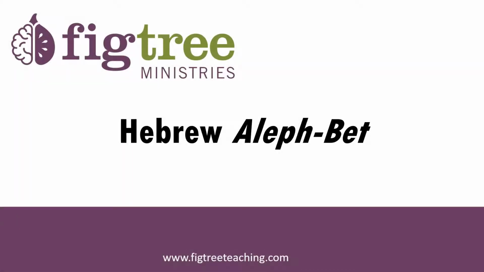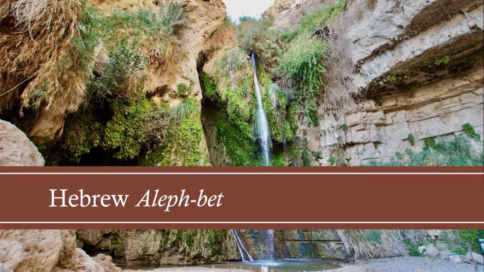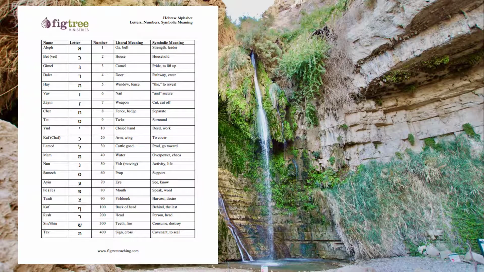Now, totally switching gears. I'm going to go to the Hebrew Aleph-bet. This is how we can say, where do you get a numerical value for a word? So I sent you two sheets, and for those watching on the video, the two sheets are there. This sheet will be available at figtreeteaching.com under Sea of Galilee Part 9. You'll find the document on the website, and you can download it.